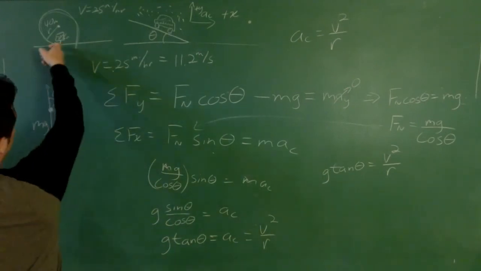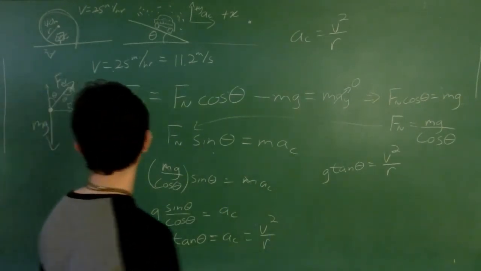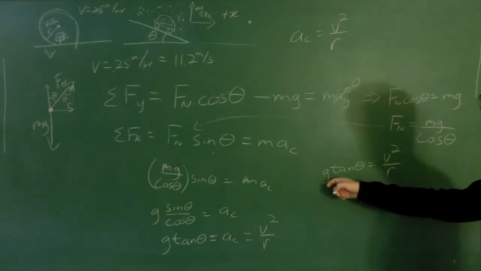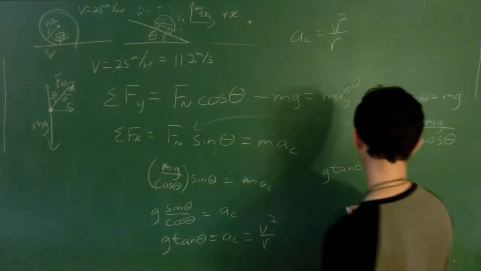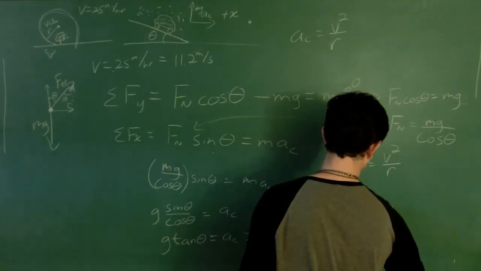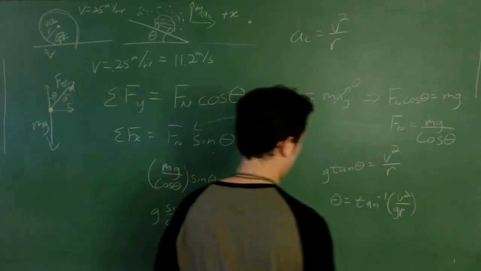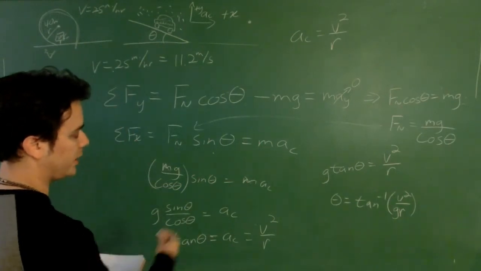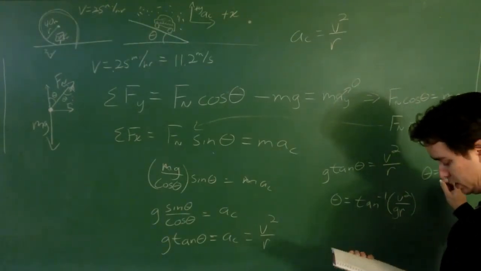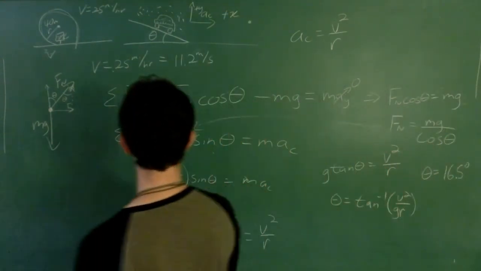So I've got the physical size of my off-ramp, and I know the velocity that I want them to realistically take it at. I could plug those in, 40 meters down here and 11.2 here, square that, and then solve for my theta. I would end up with theta equals the inverse tangent of v squared over gr. So if I know my physical dimensions and how fast I want them to go, I can figure out what angle I want to bank it at. For that case, theta would equal 16.5 degrees, which is a pretty realistic value.